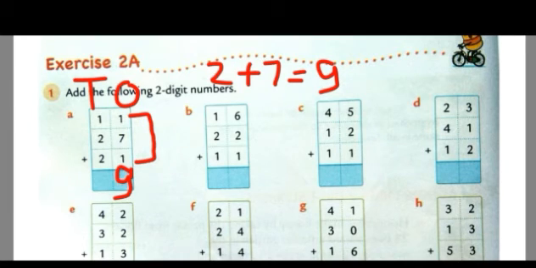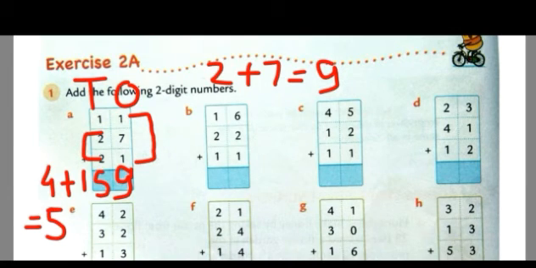Now we will move on to the second step, that is, add the tens. First, look for the doubles. Is there any? Yes. 2 and 2. How much? 2 plus 2 is 4. And what is the remaining number that we need to add? 1. So 4 plus 1 is how much? 5. So we will write 5 in the tens place.